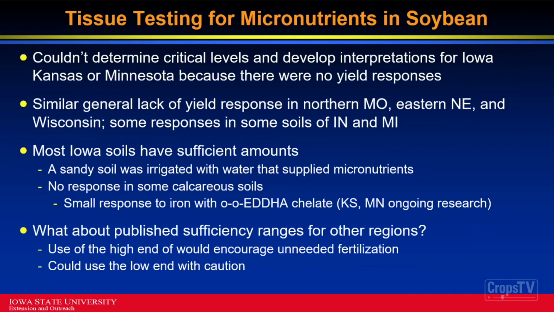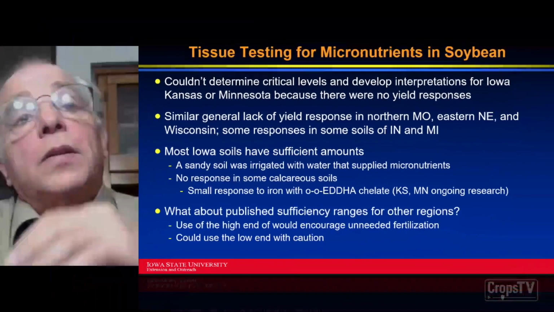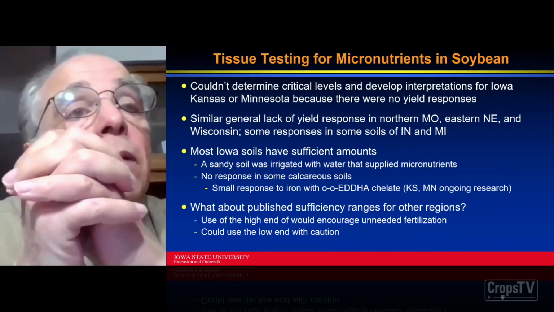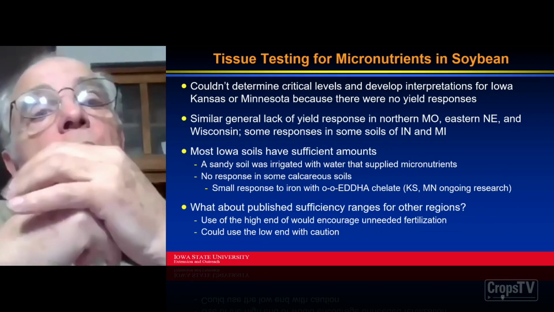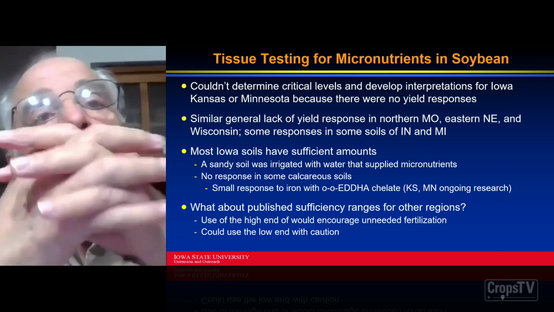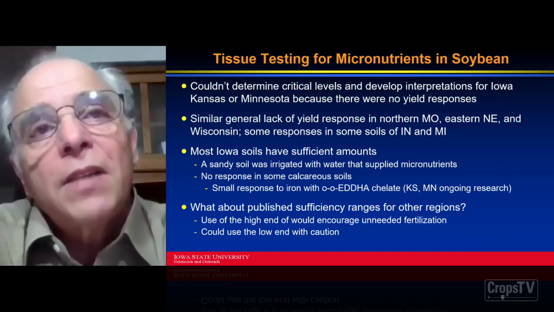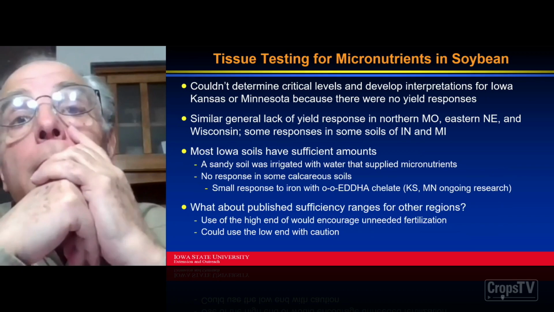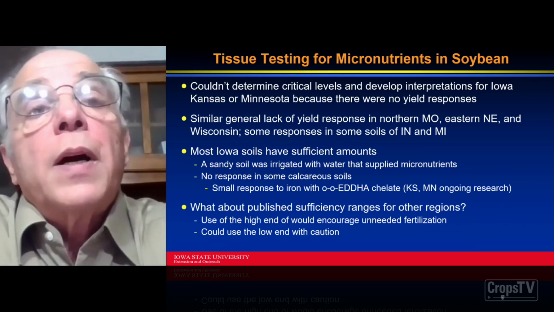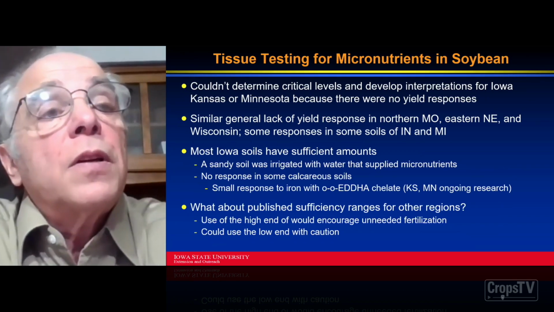So what do we conclude for tissue testing for macronutrients in soybean? We couldn't determine critical levels and develop interpretation for Iowa, Kansas, or Minnesota because there is no yield response. There is a similar general lack of yield response in northern Missouri, eastern Nebraska, and Wisconsin. There are some responses in some soils of Indiana and Michigan. They are different soils, with many sandy soils, and other soils where we see responses to manganese, for example, even if the soil is not sandy.